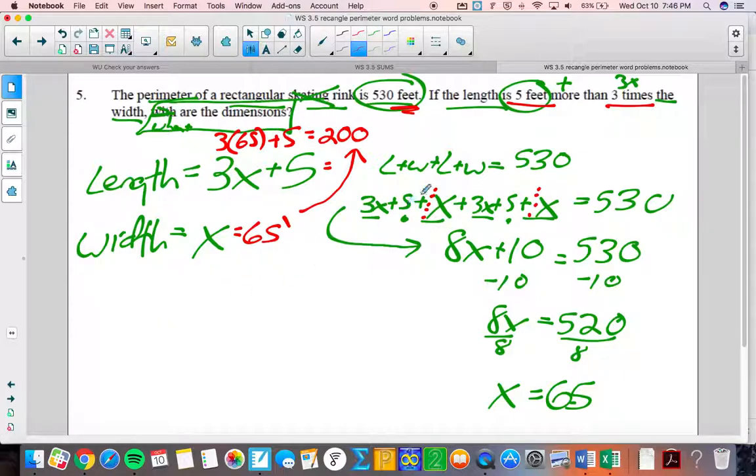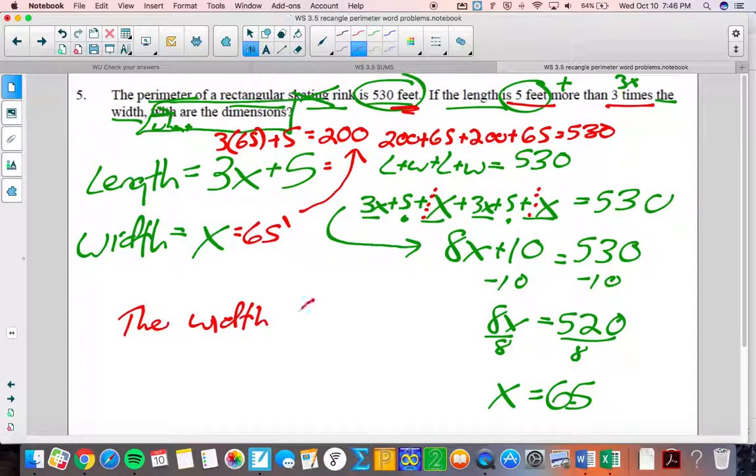And now the question is, when I take the length plus the width, do I get 530 feet? Drum roll, please. So let's start the tractor instead of rolling on the drum. When you add these up, folks, guess what you get? Yes, 530. Fantastic. So I know that the width is 65 feet, and the length is 200 feet.